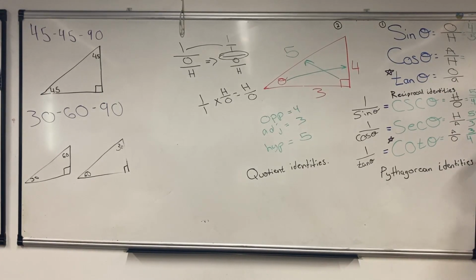3/4. So what would that make tangent then? And what was this one again, Anirudh? 3/5. All right. So all these do need to be committed to memory.